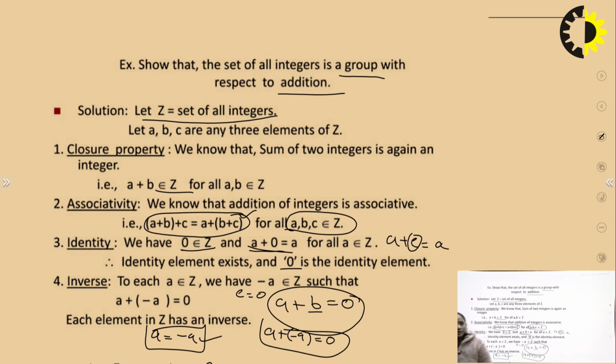So for this particular question, we have to check whether it is a group or not. So we should check all 4 properties: closure, associativity, identity and inverse. As all 4 properties exist, therefore it is a group. So we can say that because of all 4 properties, this is a group.